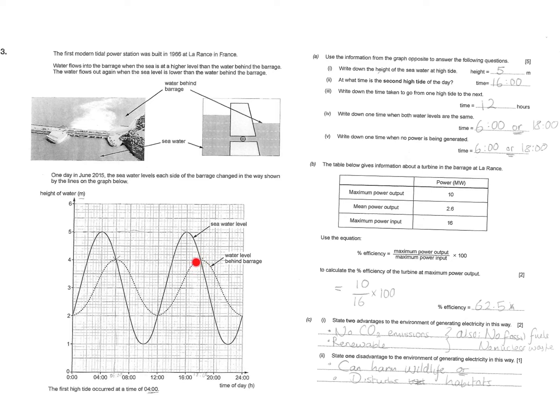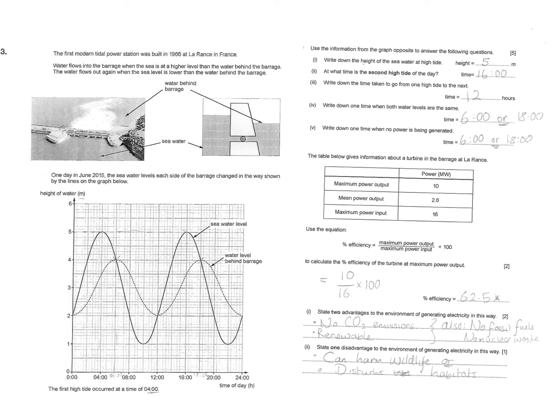So that's going to be here. So it's either 6 in the afternoon or 6 in the morning, okay? Write down the time when no power has been generated at the same time, okay? Because there's a situation where they're both at the same level, so nothing's going to be generated. Using the equation that was given, calculate the efficiency.